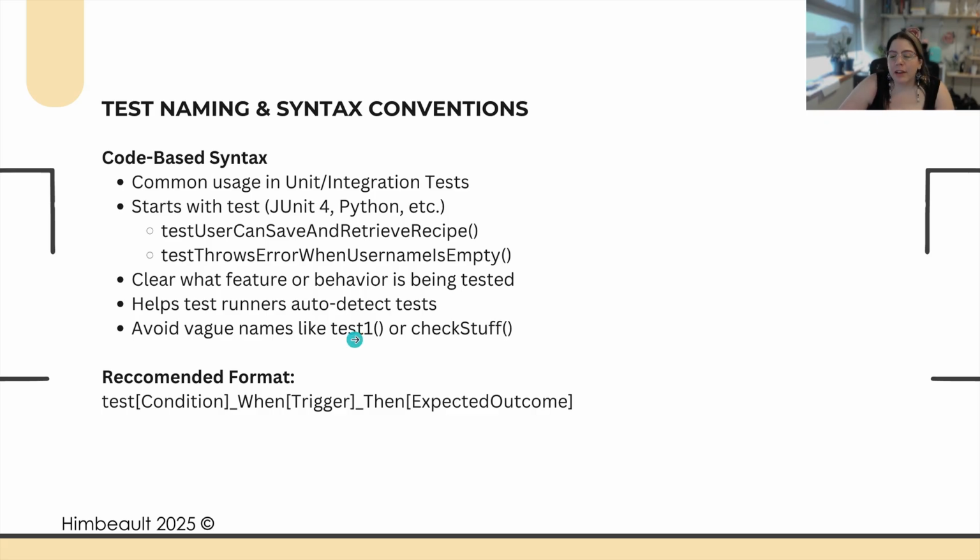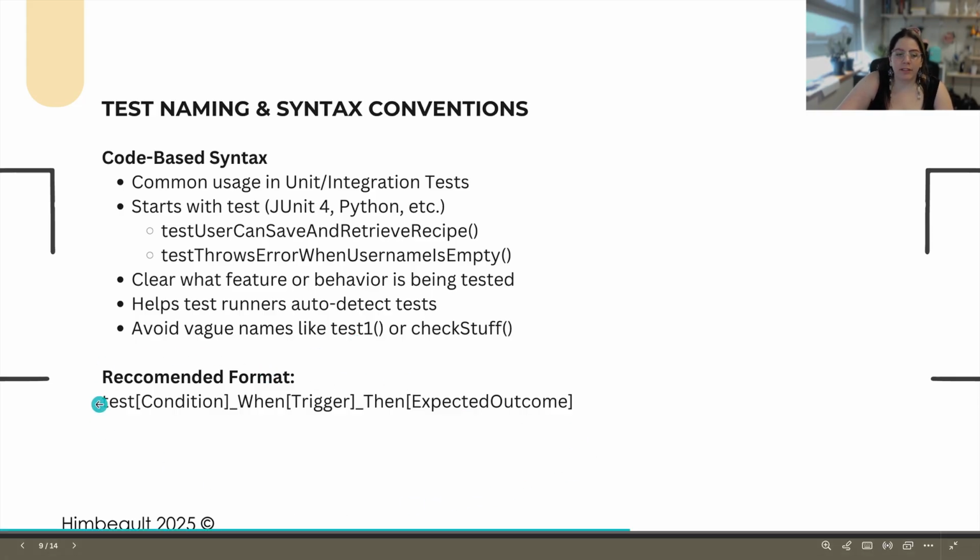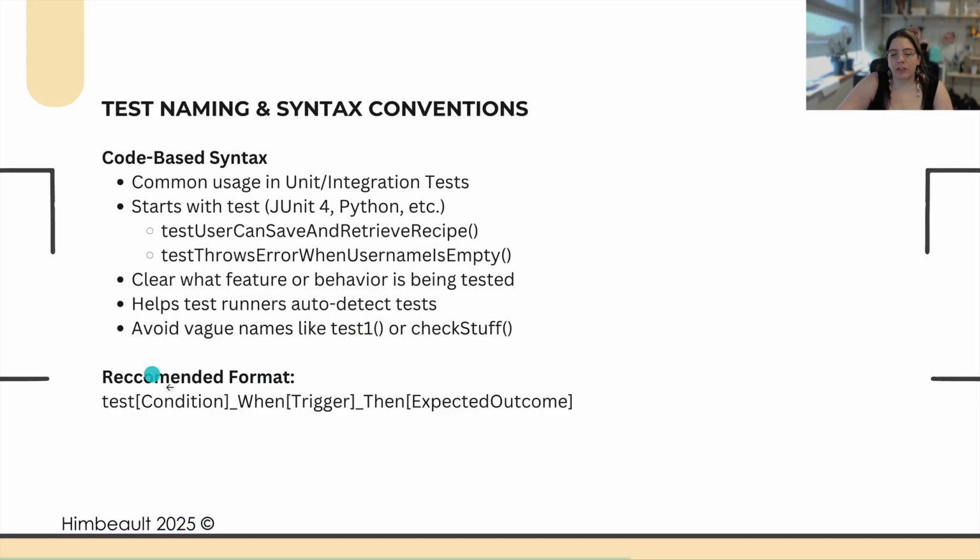A pretty common form when it comes to writing your test methods is to say test and then put the condition, then an underscore, and then you can put when with the trigger that you're expecting to be pulling effectively in our test, underscore, then your expected outcome, and then that is what you're going to actually be asserting for in your test body.